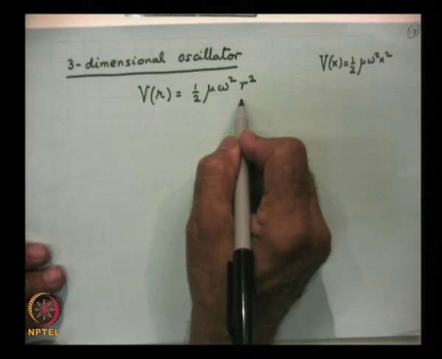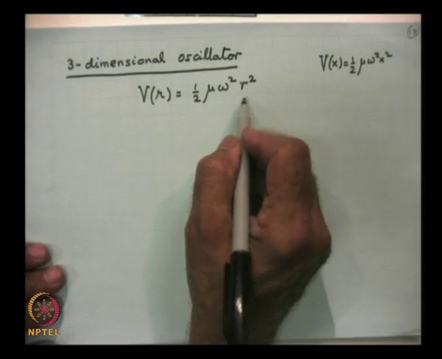And the second method will be, since it is a spherically symmetric potential, it depends only on the distance between the two particles, we can solve the Schrodinger equation as we have done for the hydrogen atom problem. We will briefly discuss both of them.